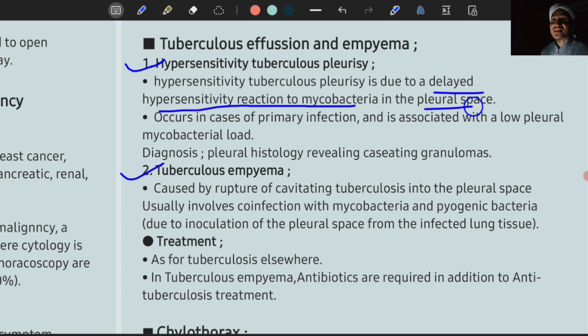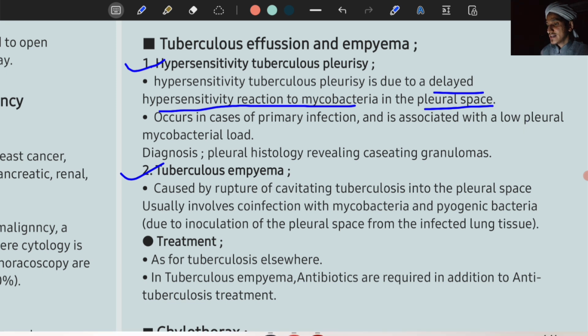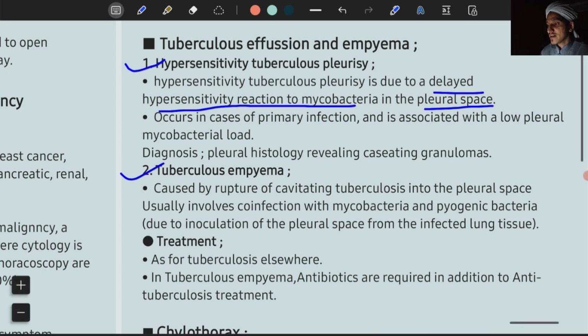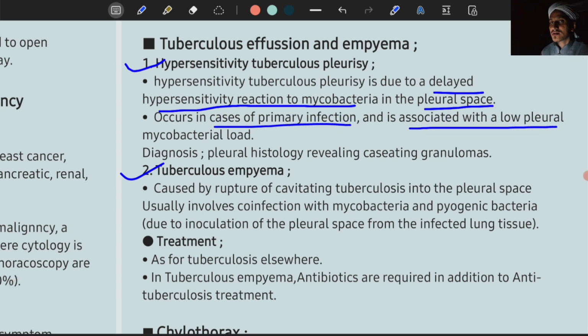So the patient will have chest pain and a minimal amount of pleural fluid. It occurs in cases of primary infection and is associated with a low pleural mycobacterial load, so the chances of isolating mycobacteria will be very low. That is nothing but hypersensitivity tubercular pleurisy. So how will you diagnose it then?